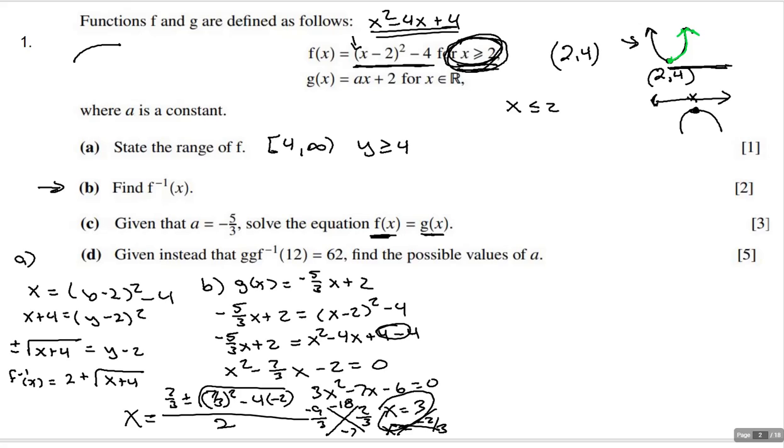All right. So now what is C? That's C, right? Yeah, that's C. I labeled it B. All right, what's D say? It says given that g(g(f inverse(12))) equals 62, find the possible values of a. All right, so let's talk about that. What does that mean?